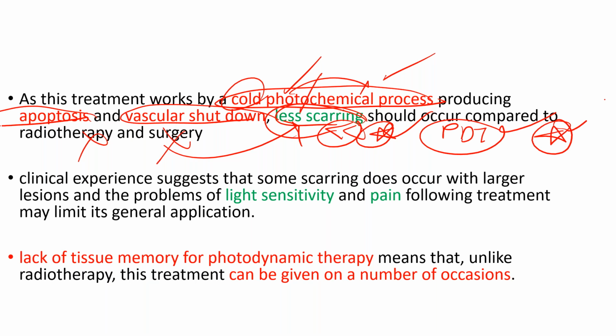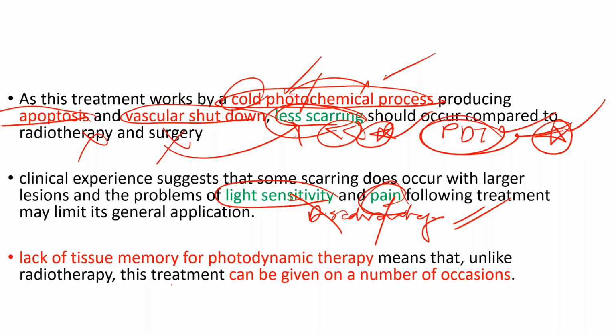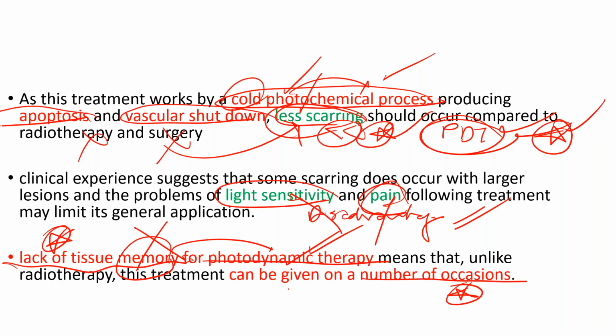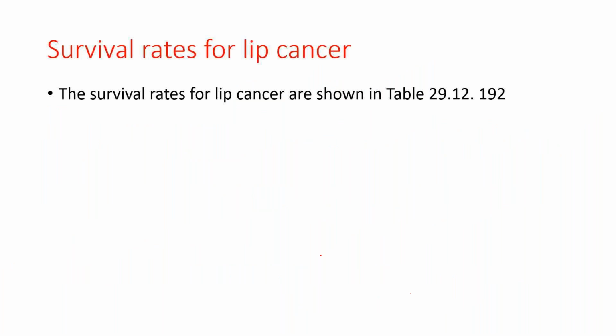This topic, photodynamic therapy, is there in your book. You can just read it. Experience suggests that light sensitivity and pain following the treatment may limit its general application. What are the disadvantages? Light sensitivity, photosensitivity, and pain. One advantage is the lack of tissue memory, so photodynamic therapy can be given on a number of occasions. Memory is not there, therefore it is a good thing. It can be repeatedly given because of the lack of tissue memory.